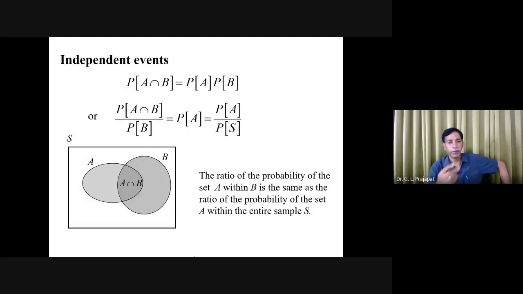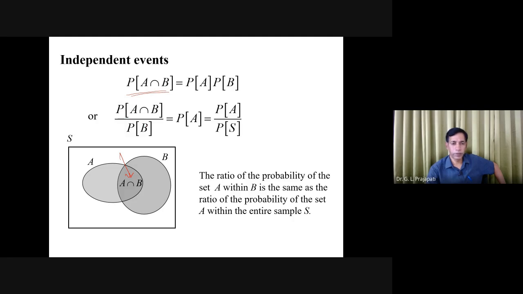Independent events: probability of A and B is the probability of A multiplied by probability of B, simply multiplication. Probability of A and B divided by probability of B, and this is what? Probability of A.